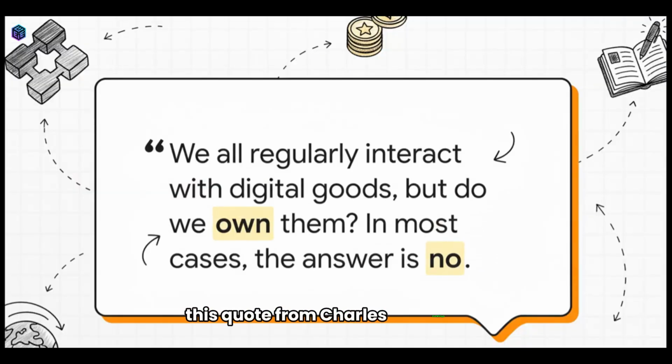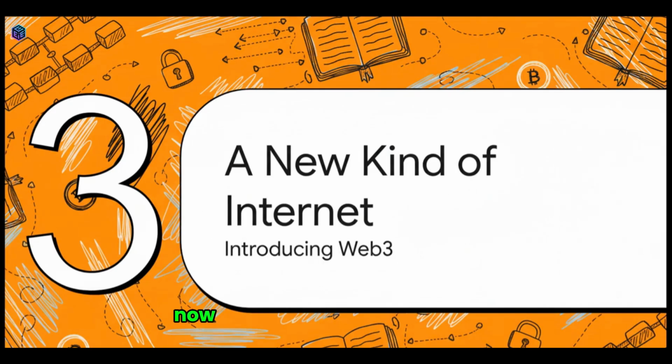This quote from Charles Cummings just hits the nail on the head. Think about it. When you buy an ebook or a movie online, you don't actually own it. You're just renting it. The platform can take it away from you whenever they want. We're essentially just borrowing our own digital lives. Now, that is the fundamental problem that this next chapter of the internet, Web 3, is being built to solve.